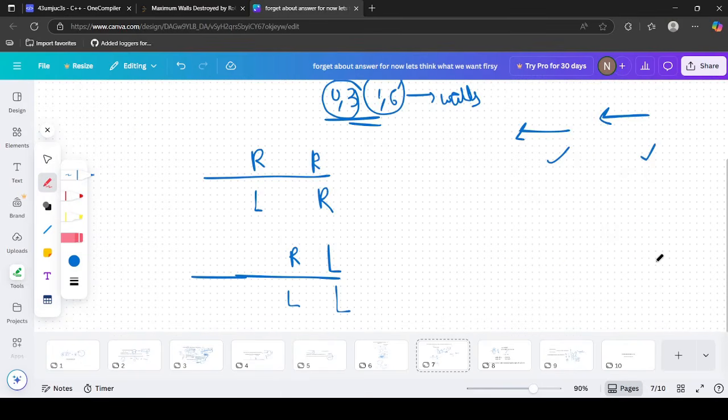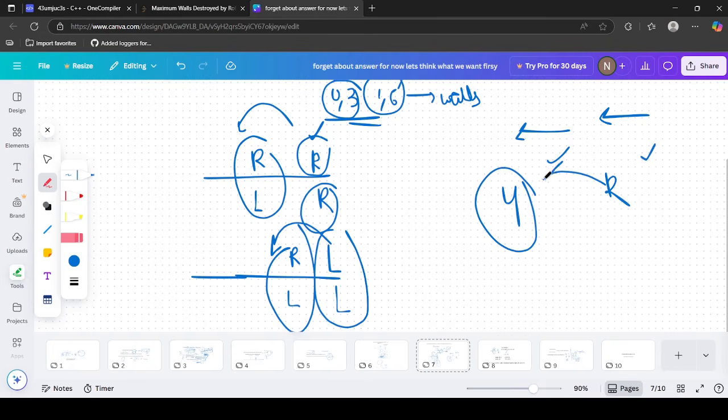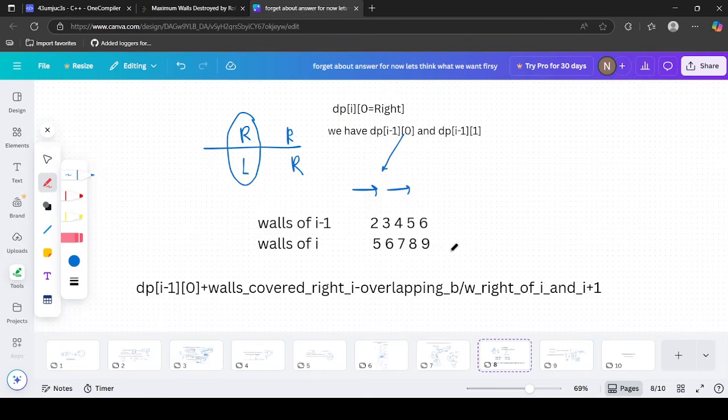And now let's try to think of all the possible cases. We are choosing the present one as right. If it is right, we have two choices, right and left, for the before one also. And if we are choosing this as left, the before one again has both R and L, so we have four total options. We are assuming the present one as right, and then we have two choices for the last one, and we are choosing the present one as L, and again we have two choices to consider for the last one, whether the last one chosen is right or left. Now let's discuss how we can do this correctly.